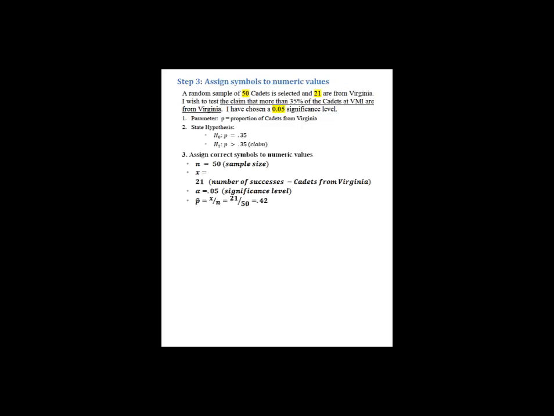Okay, what's the next step? Well, I've gotten that far, I need to go through and read my problem real carefully, and every number I see in there is important. I need to highlight it, and I need to give it its correct statistical symbol. So I see a 50. 50 is the n, the sample size. I see x is equal to 21. That's the number of cadets that are actually from Virginia in this sample. Sometimes we call that the number of successes. Alpha, my significance level, is 0.05.